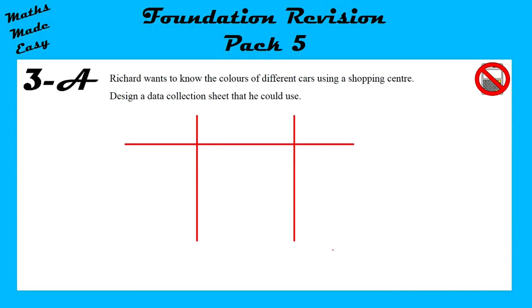3a. So to do this one, I'm going to need a table with the 3 titles that you can see there, colour, tally and frequency. So red, blue, black, grey, or just some combination of colours for cars, and an other option, and that's this one done.